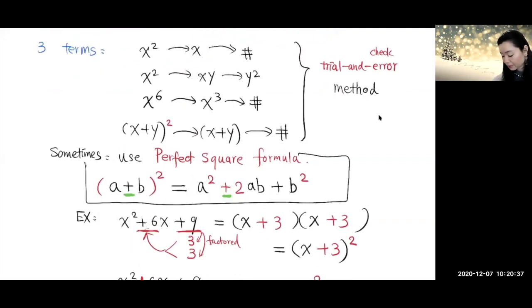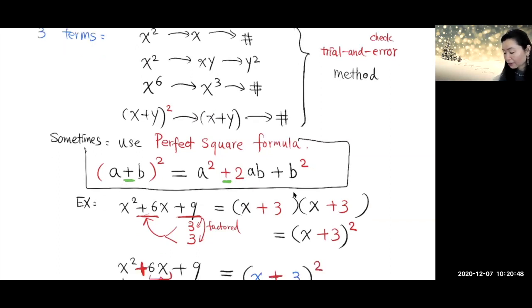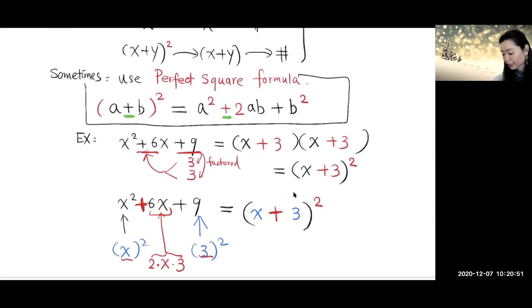Sometimes we use the perfect square formula to factor that. The perfect square formula is like this, right? Now I gave you one example to refresh try and error and perfect square. This one here is a trinomial in the form of x squared, x, and a number. If I use the try and error method to factor this, I factor x squared into x times x. Think about 2 numbers that multiply to get this number and sum up to the coefficient of the middle x term.